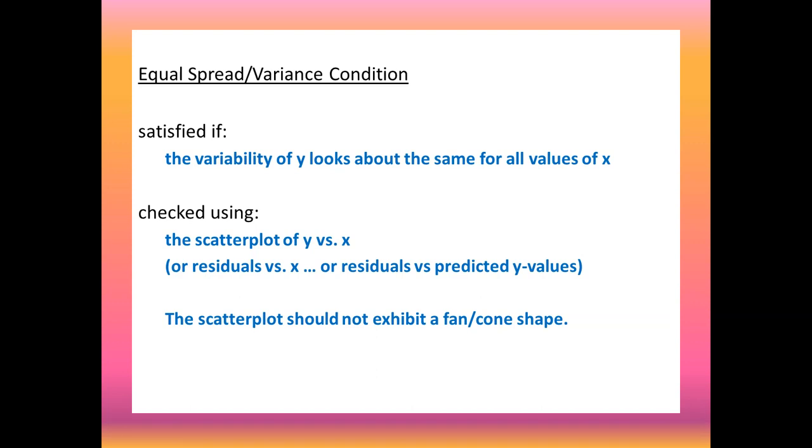The thing that you don't want to see, like it says at the bottom, is a fan or cone shape. If it's going to fail, that's the way that it's going to fail. You get the fan or cone shape if, as the x values increase, there's more variability with the y values. With these 2 scatter plots, the one that you want is on the left. That one exhibits equal variance.